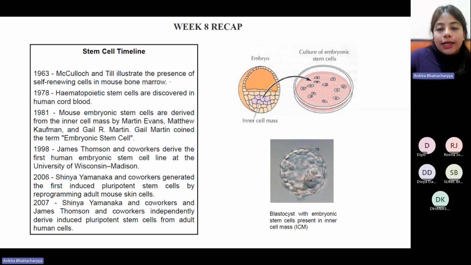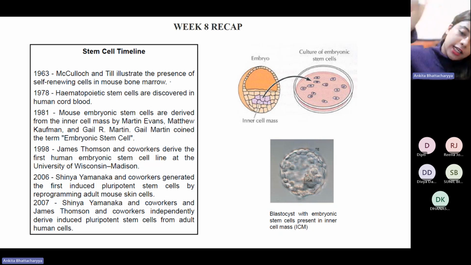If you see here on the right, this is the embryo. Within the embryo, you have this mass, the ICM or the inner cell mass of the trophoblast. These can be used for culturing, and this is what we understand to be ESC or embryonic stem cell culture. And what you see at the bottom is an electron micrograph of this exact same structure.